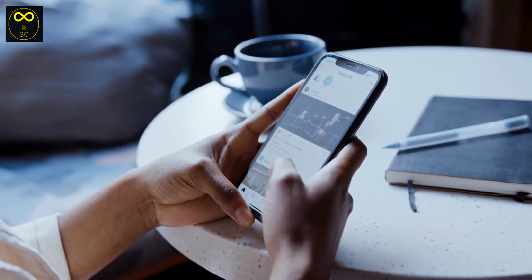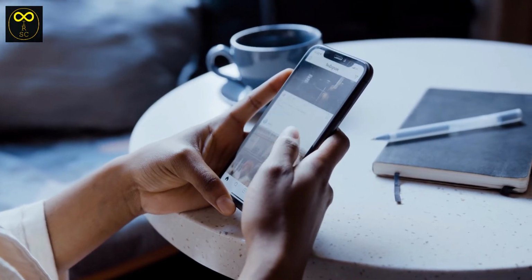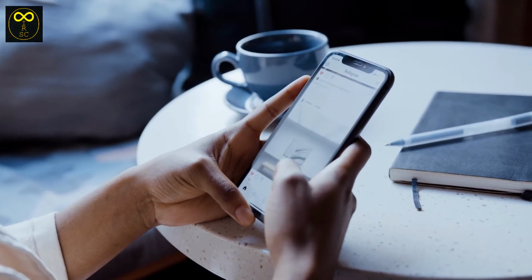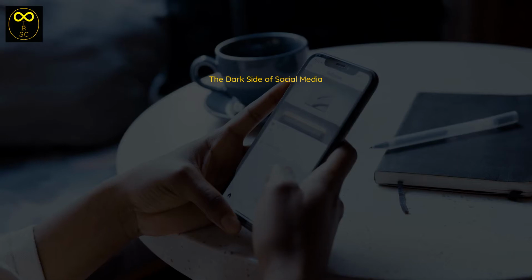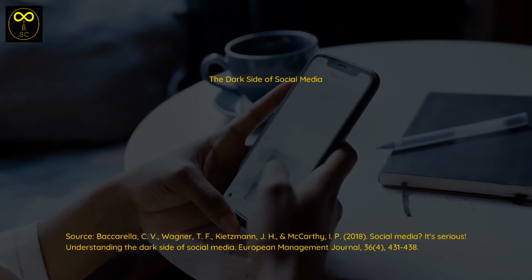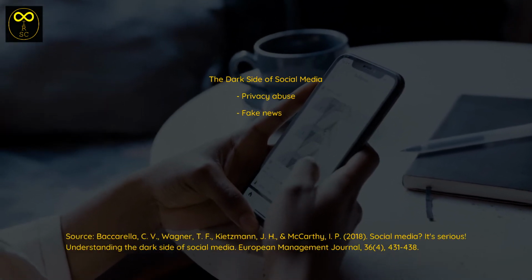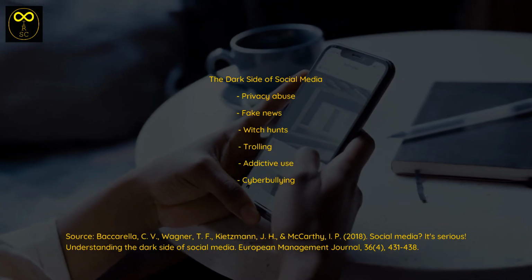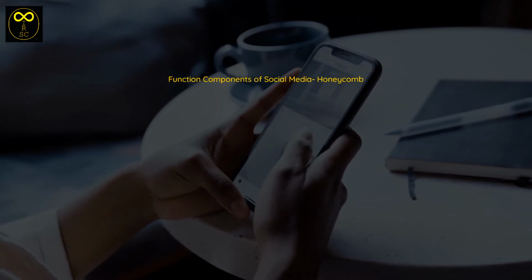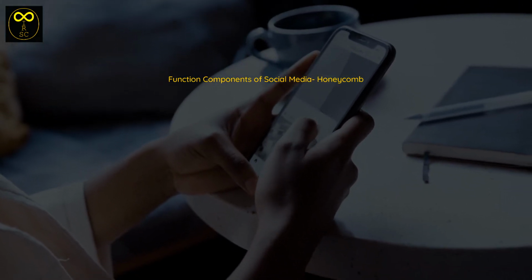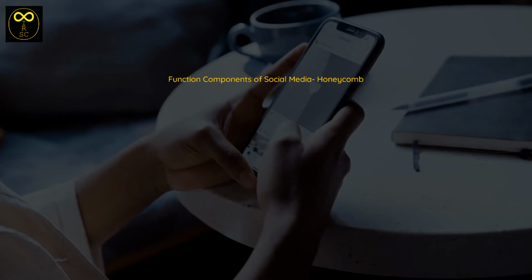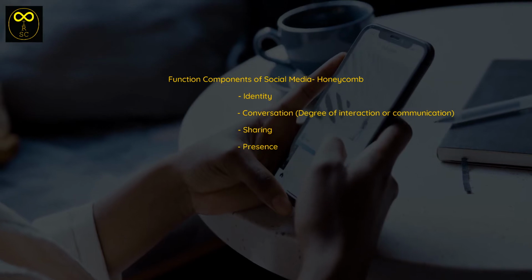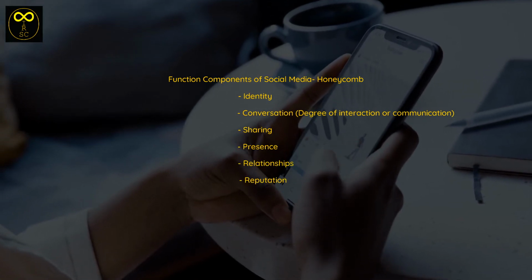Effectively optimizing social media functionalities for growth and connectivity purposes requires accurate comprehension of the dark side of the relevant platforms. This dark side, as outlined by Beccarella and colleagues, includes privacy abuse, fake news, witch hunts, trolling, addictive use, and cyberbullying. The functional components of social media platforms, as presented in the Honeycomb Framework of social media functionality, include identity, conversations, sharing, presence, relationships, reputation, and groups.